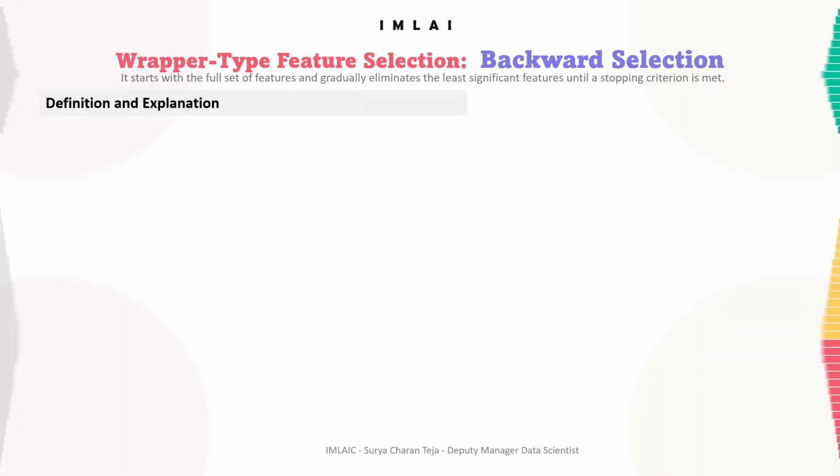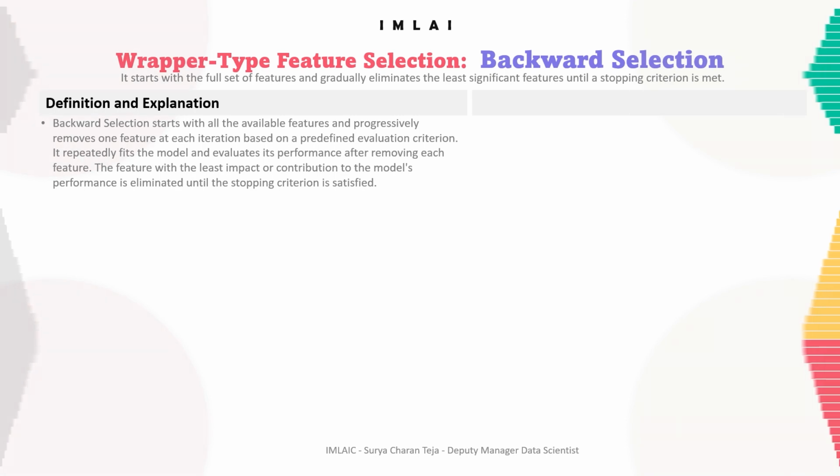So backward selection starts with all the available features and progressively removes one feature at each iteration based on a predefined evaluation criteria. It repeatedly fits the model and evaluates its performance after removing each feature. So the feature with the least impact or contribution to the model's performance is eliminated until the stopping criterion is satisfied.